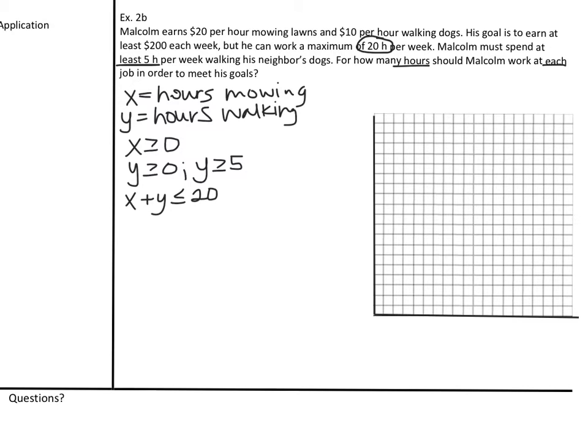Let's see, what else do we have? Oh, at the very beginning, looking at the amount he gets paid. So this is the ultimate goal to decide here. How many hours should he mow and walk in order to earn at least $200? He gets paid $20 an hour for mowing, so for each hour we would multiply by 20. Walking dogs is a little bit less, so for each hour he walks dogs, he gets $10. And again, he wants at least $200 per week. We want this amount to be greater than or equal to 200.